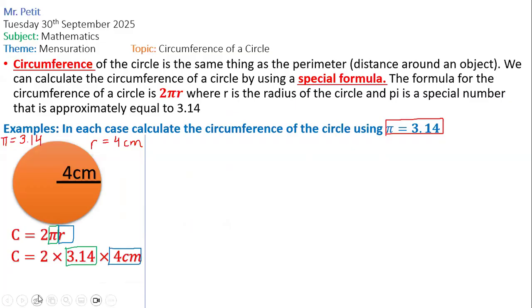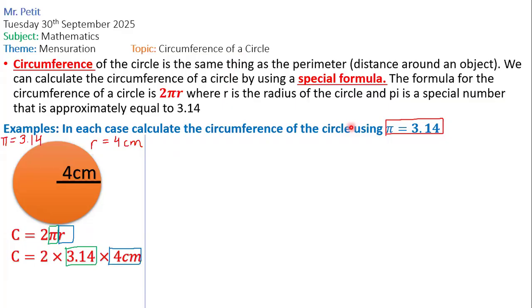So what did I do? All I did was say, okay, 2 pi r. Pi is equal to 3.14. R is equal to 4 centimeters. Does everyone understand how I substituted that? I want to make sure y'all get that. Any questions so far? I don't want questions when we're in the middle of the quiz.